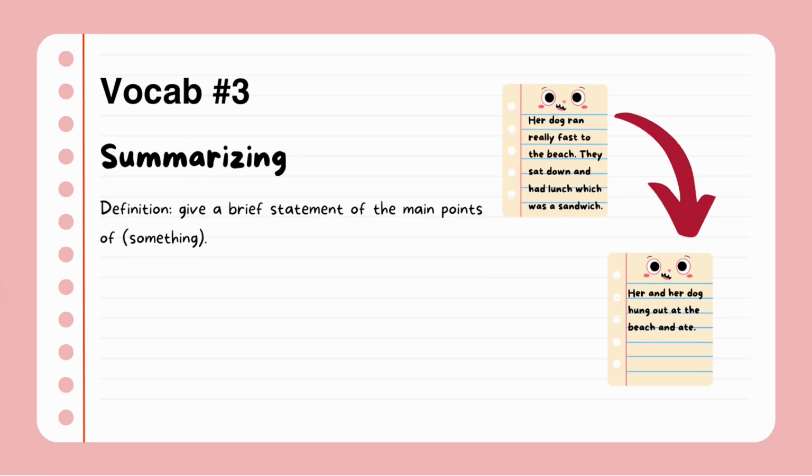Our third vocab word is going to be summarizing. The dictionary definition is to give a brief statement of the main points of something. Here in our example, we have a longer little paragraph written that says, her dog ran really fast to the beach. They sat down and had lunch, which was a sandwich. So maybe if you're summarizing that to somebody else, you might say, her and her dog hung out at the beach and they ate.